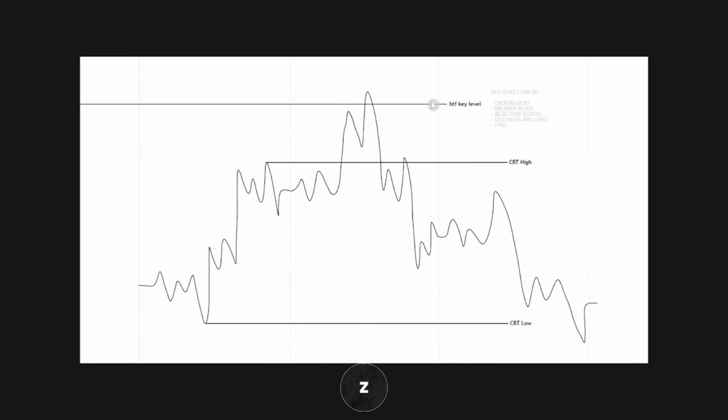We have our key level. Key levels can be order blocks, breakers, rejection blocks, old highs and lows, FVGs, and many more, but use this. Do not use other unnecessary things which will just put fog on your mind.